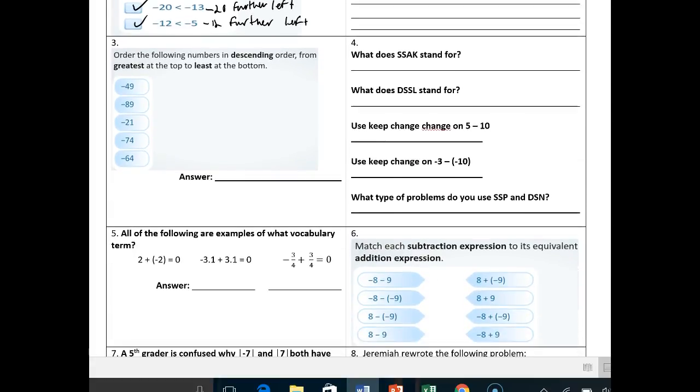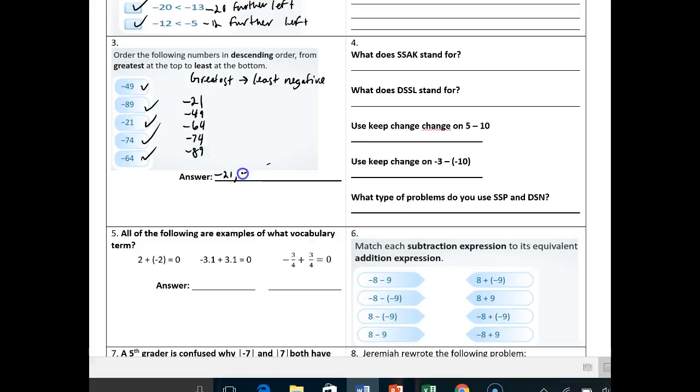Number 3, what are the following numbers in descending order from greatest at the top to least at the bottom? So greatest, I want greatest meaning the least negative. So the smallest negative I have is negative 21. Sorry, I guess the smallest absolute value I should say. Followed by negative 49, followed by negative 64, followed by negative 74, followed by negative 89. So there's my answer, and I put it on the line.